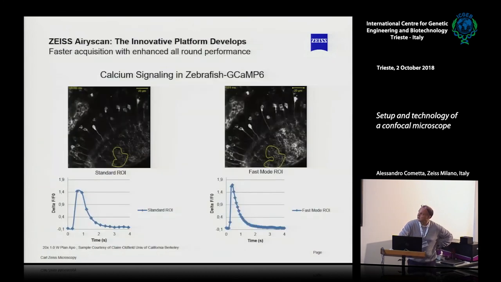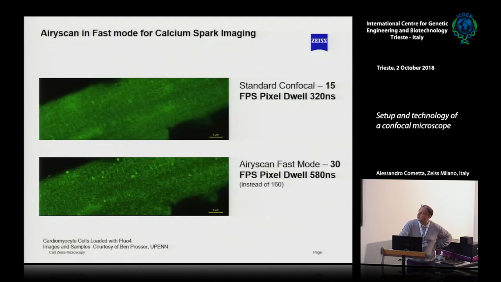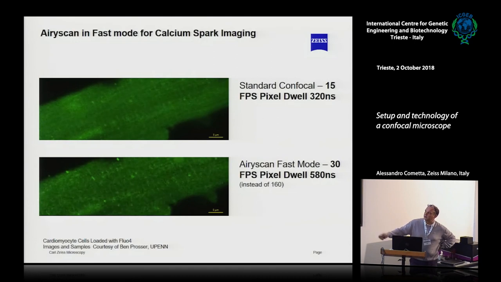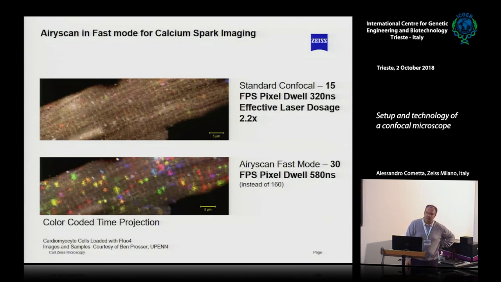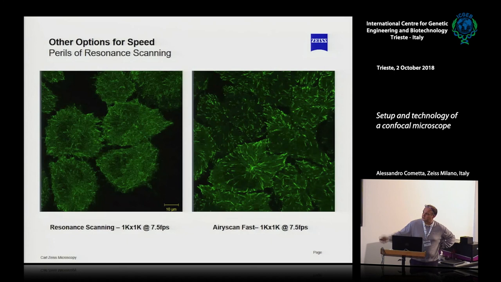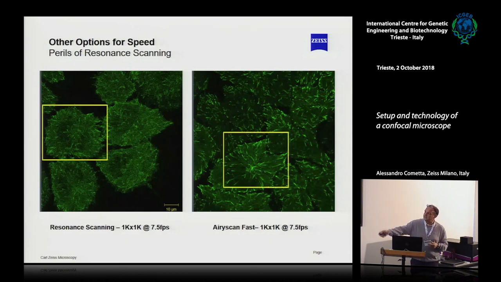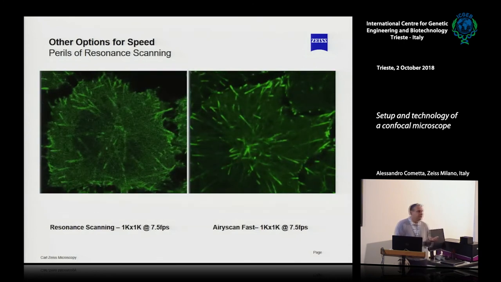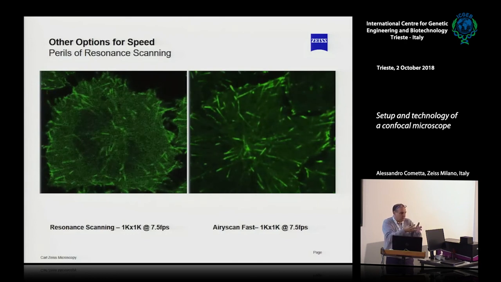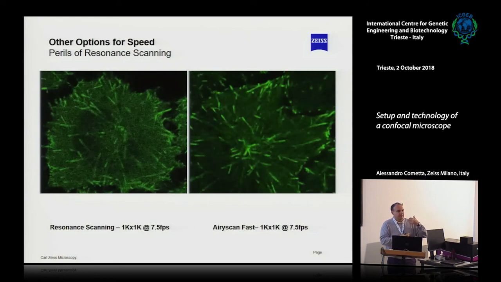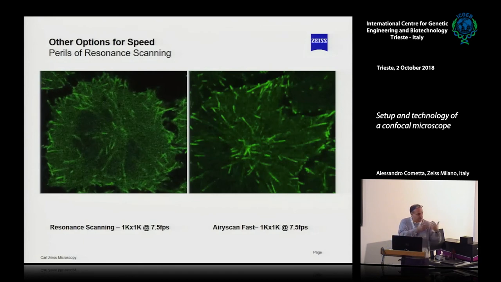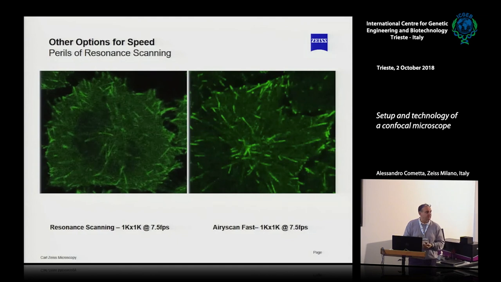This is a standard acquisition, and this is done with the fast mode. As you can see here, there are many more points. In this case, I have much more speed. If I time code the projection, the intensity is higher and there are more spots. And I've also done a comparison with a resonance scanner. So I can increase the speed of the scanner in some systems, or I can go parallel. If I increase the speed of the scanner, it means that the exposition time is shorter, so the ratio between signal and noise will be much lower. So I have much more noise. In this case, not, because the exposition time is exactly the same. I'm just working in parallel.